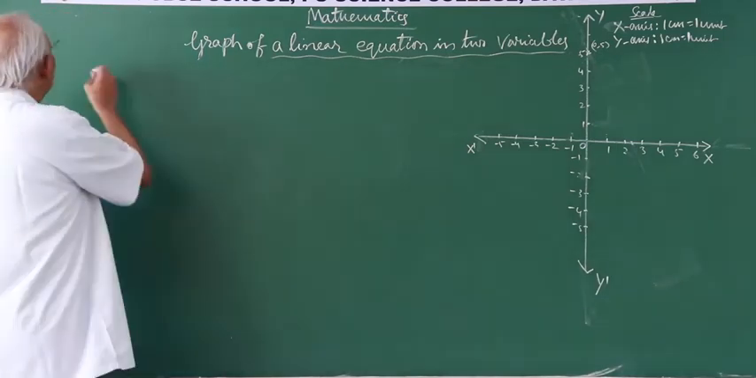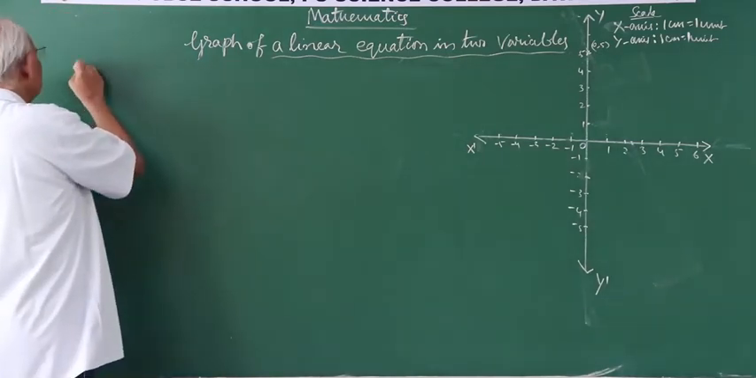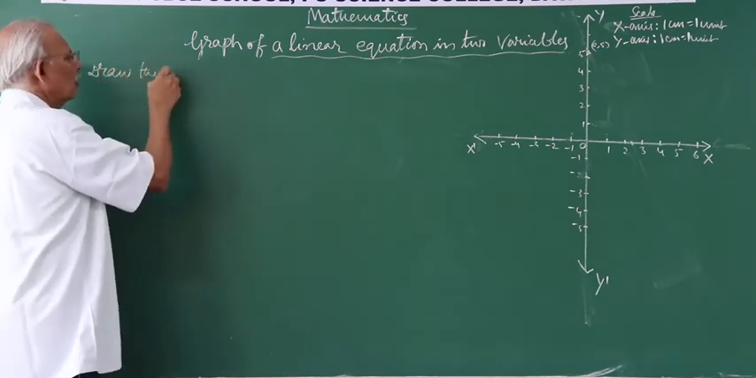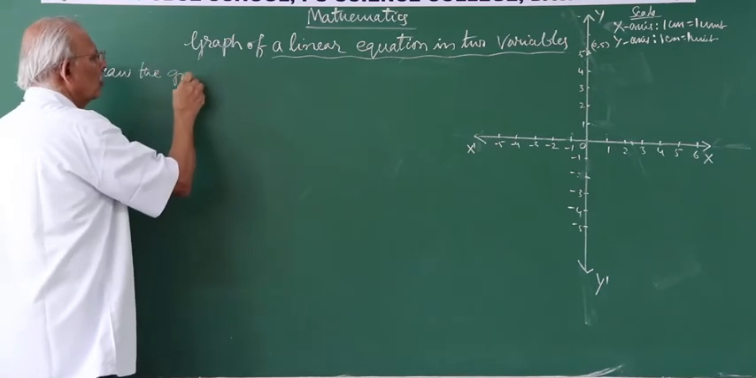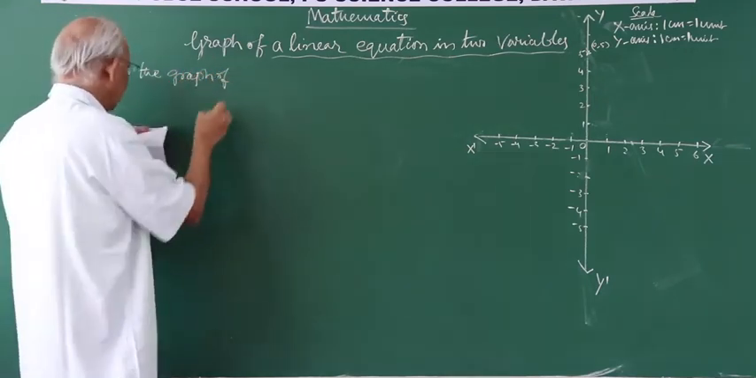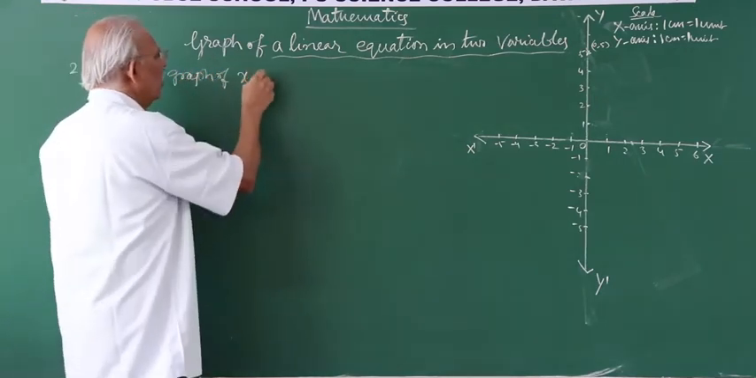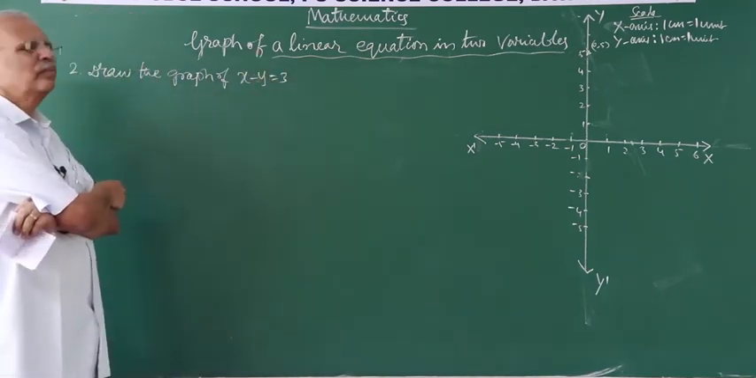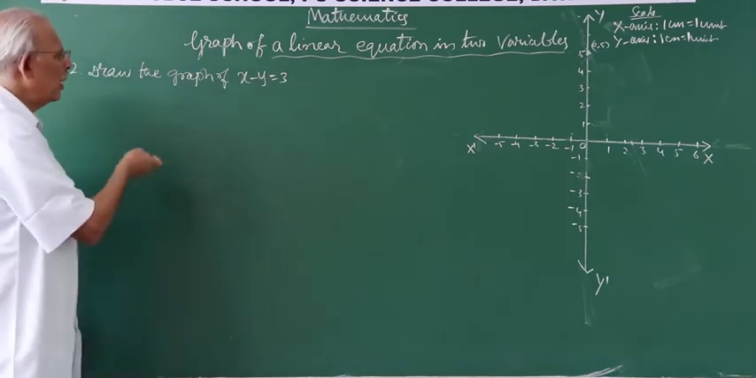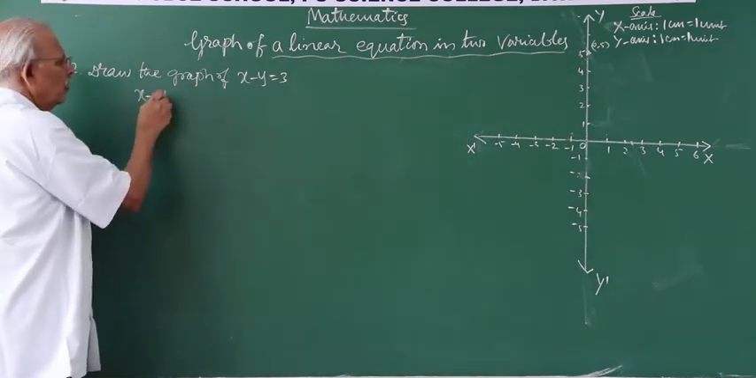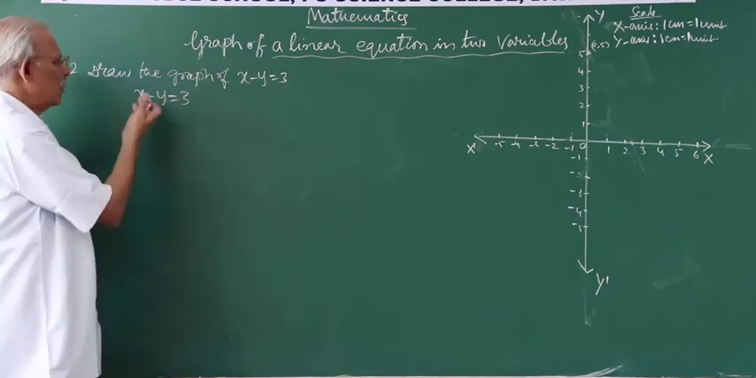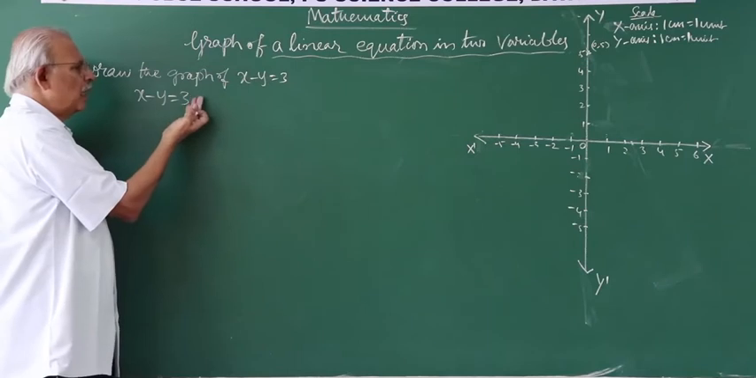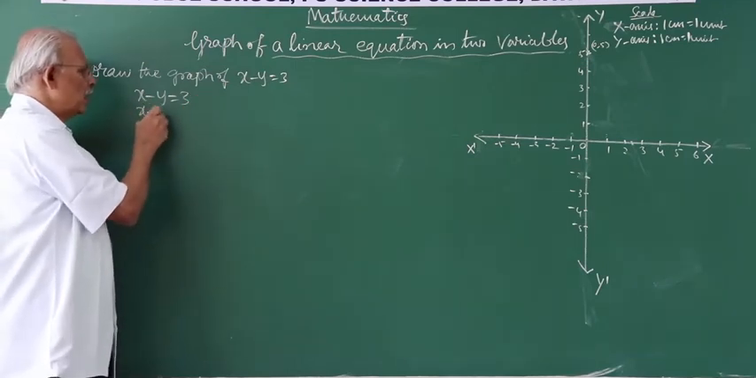Draw the graph of x minus y equals 3. Now again you can convert it into the form y equals mx plus c. Here there is minus y. So shift it to the right hand side and bring 3 to the left hand side.